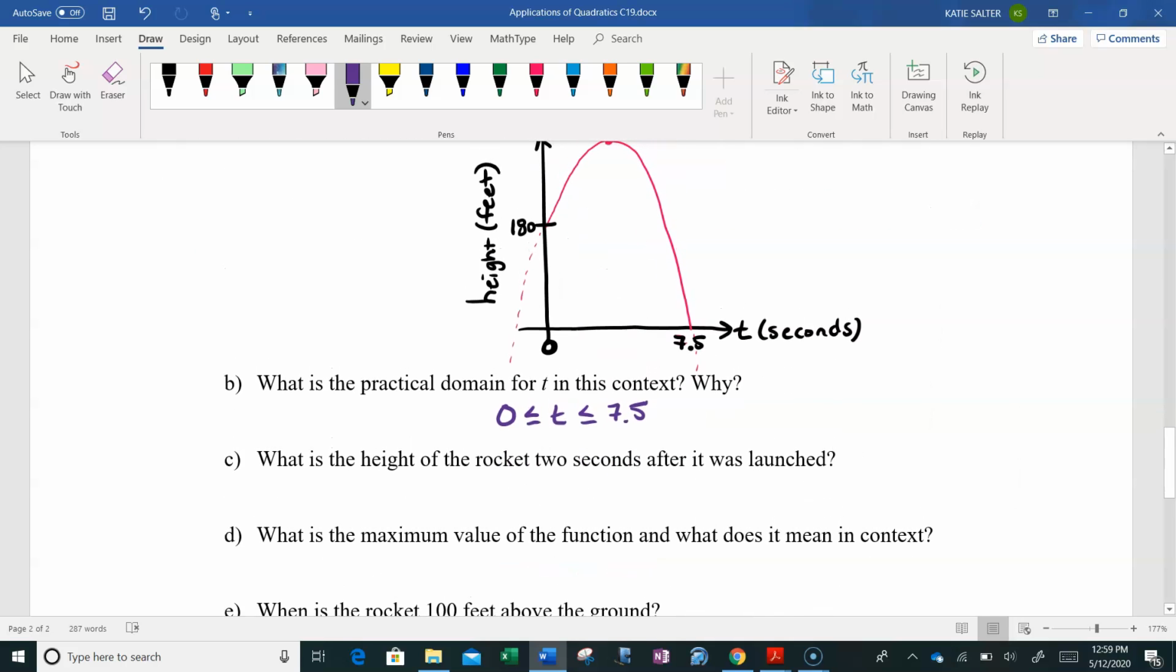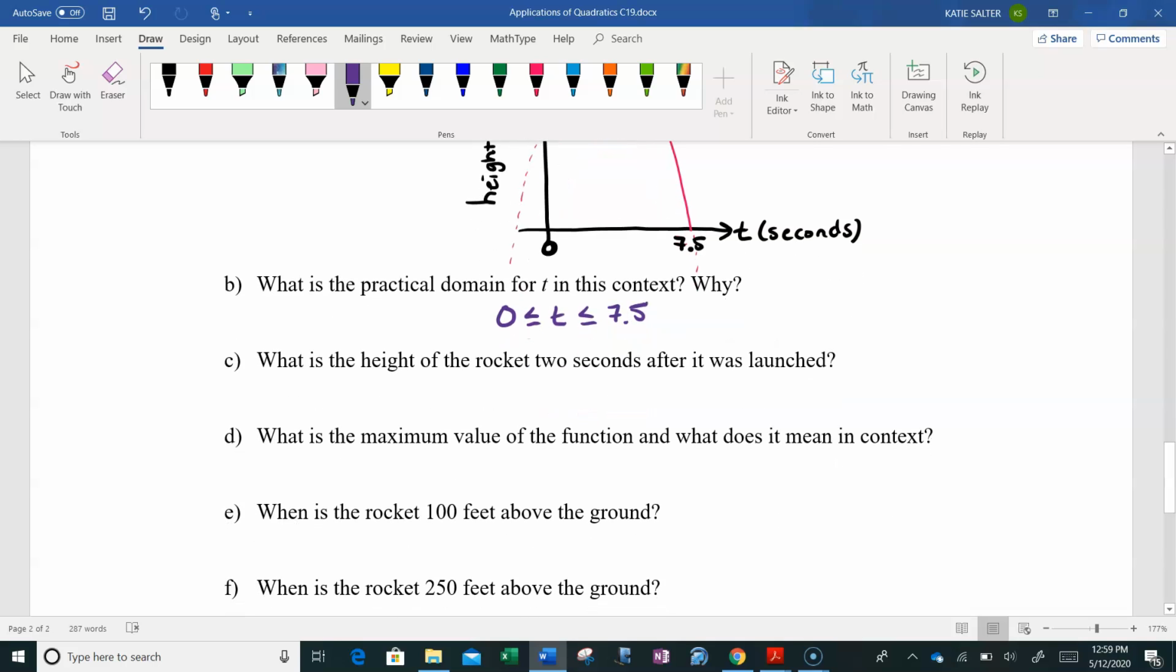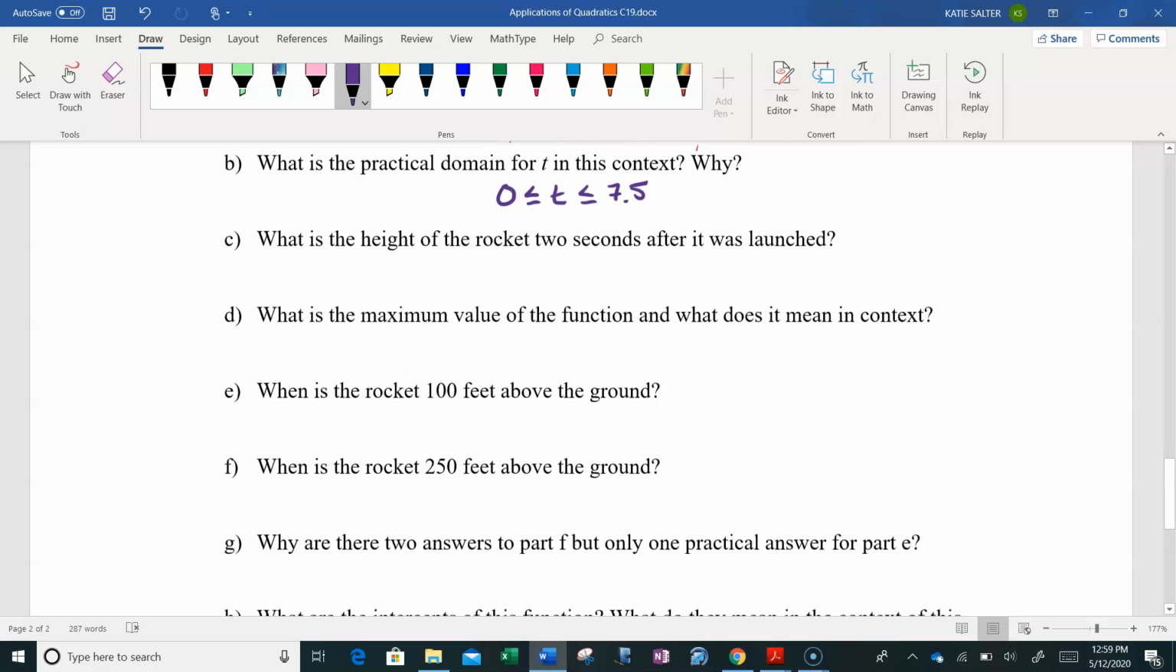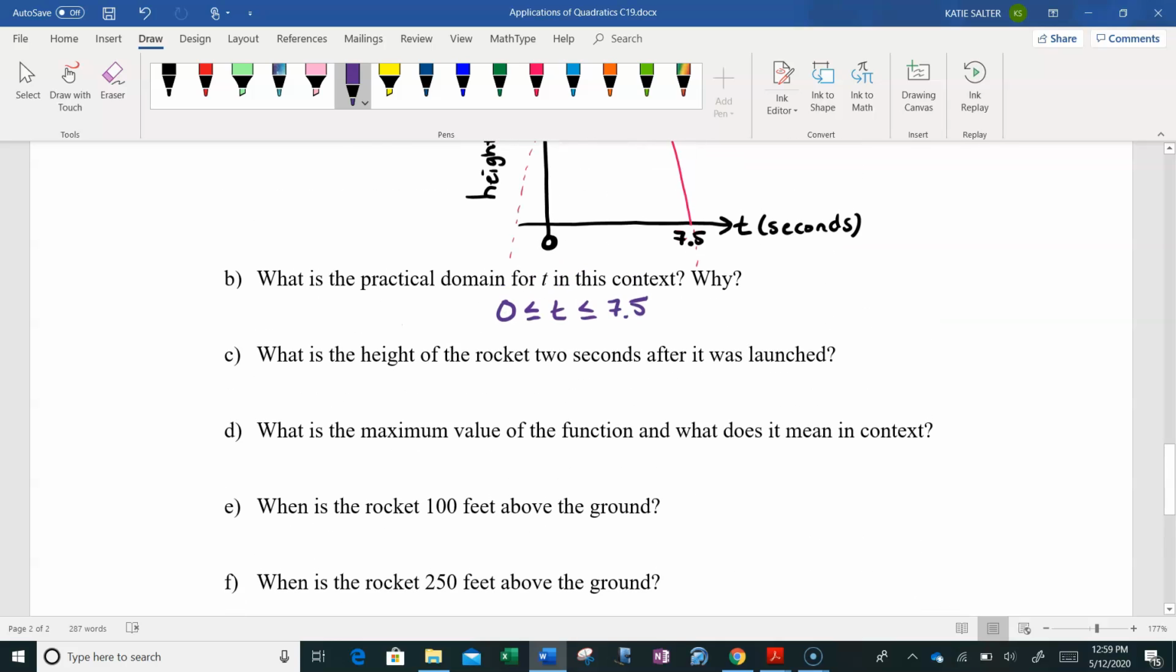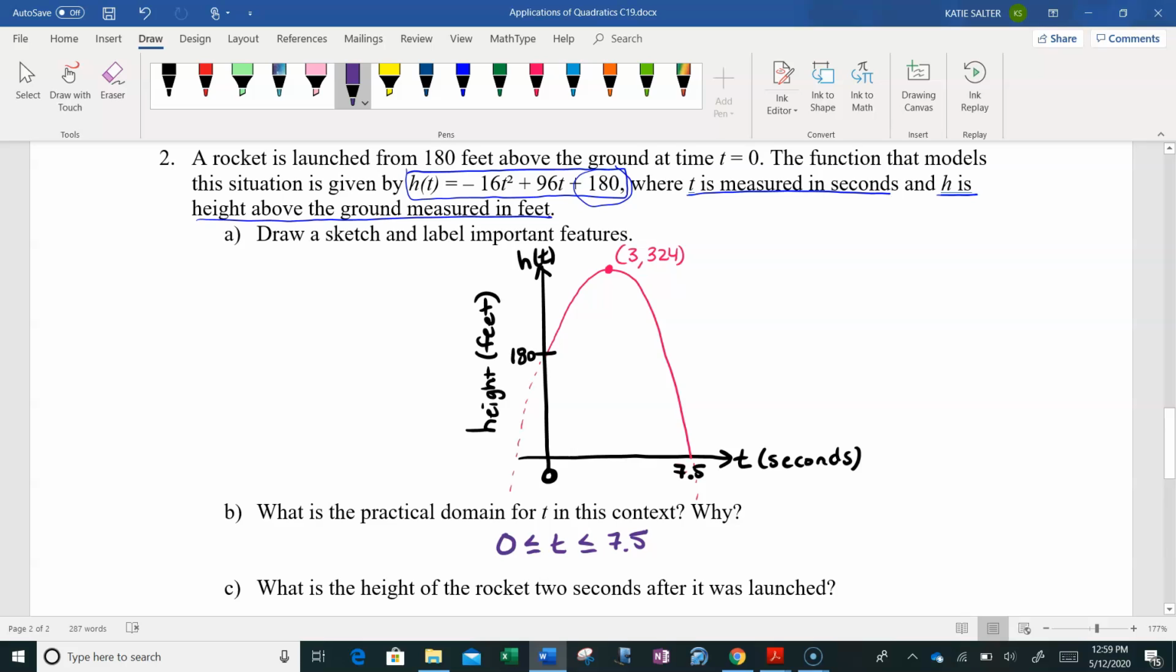All right, so the next question. What is the height of the rocket 2 seconds after it was launched? What is the maximum value of the function and what does it mean in the context? When is the rocket 100 feet above the ground? When is the rocket 250 feet above the ground? Wow, okay, we're getting into some questions here. So what I'm going to do is go back to Desmos and see what we can create.